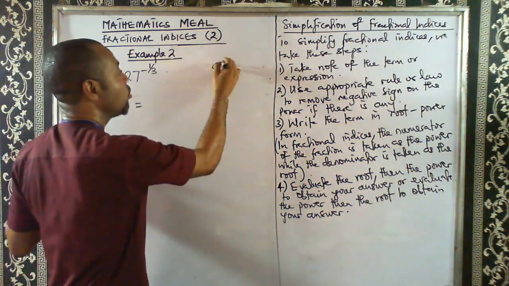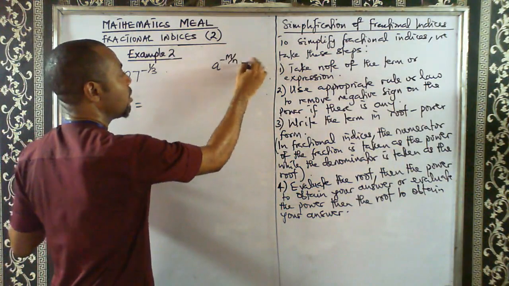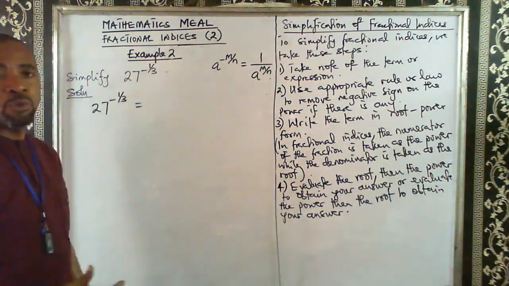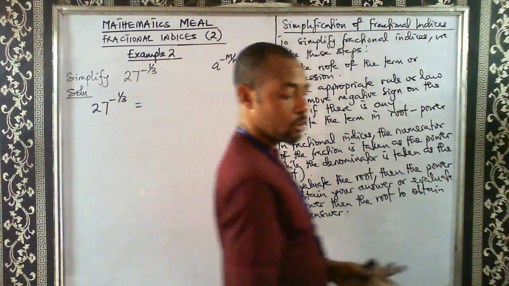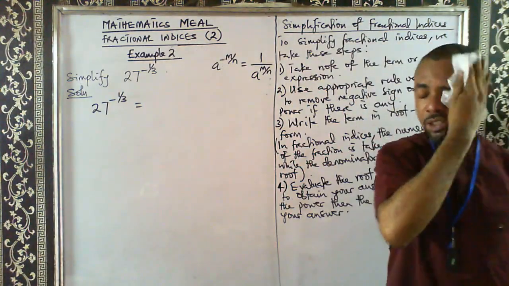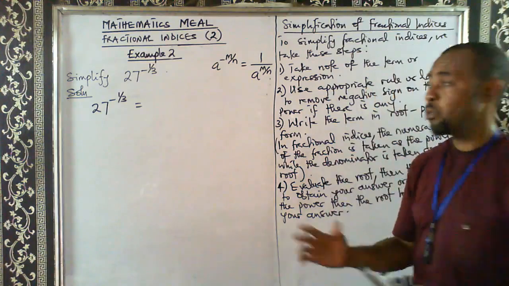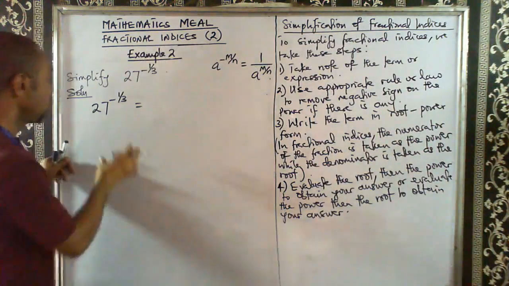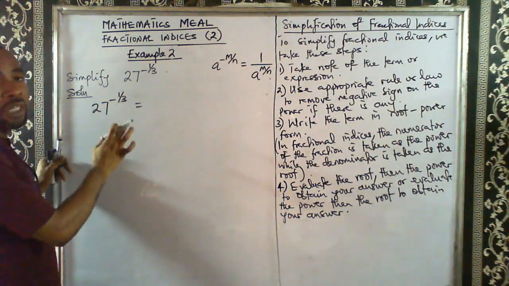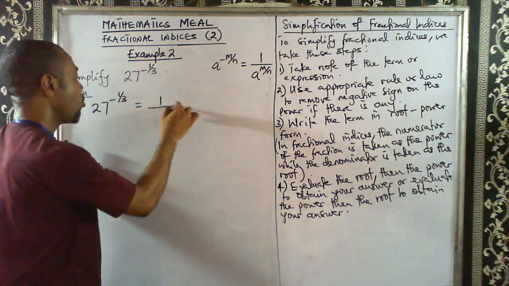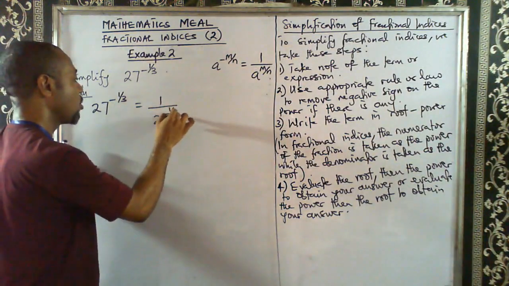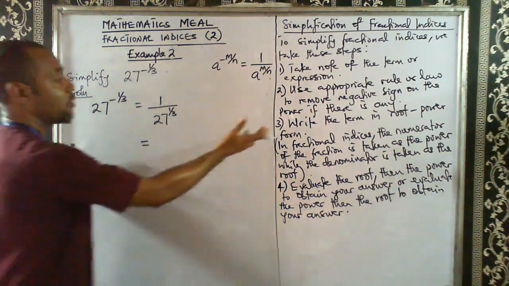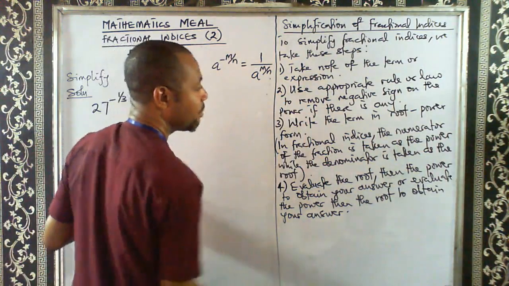And in one of the rules in fractional indices, we have this: a raised to power minus m over n is 1 over a raised to power m over n. Remember, I asked you to make notes of those rules that we gave in the last video. Just copy them out somewhere so that when you become confused at any stage, you can consult the rules. So we need to remove the negative sign, and when we do that, we have 1 over 27 raised to power 1 over 3. And it's beautiful now.